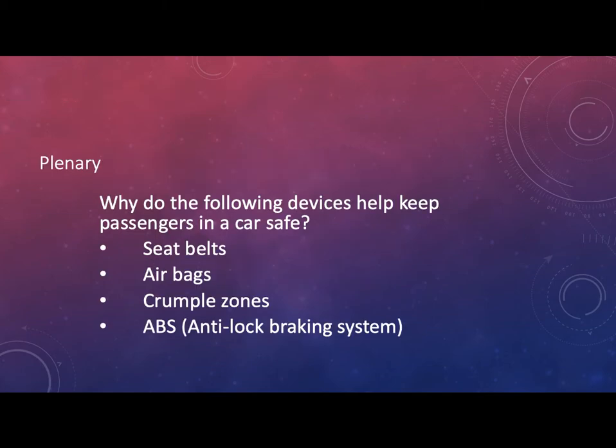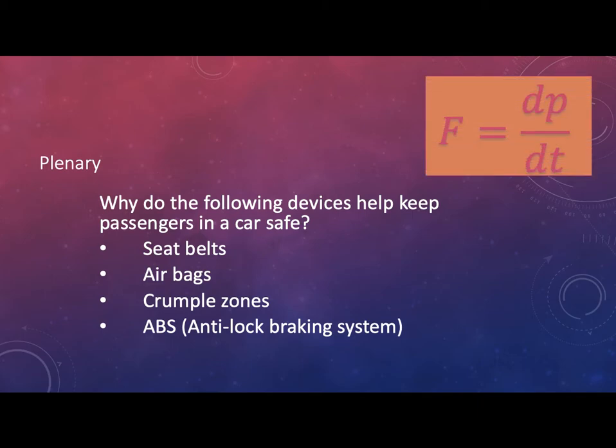So, what do we need to be able to do? In our plenary, why do the following devices help keep the passengers in a car safe? Seatbelts, airbags, crumple zones, and ABS. All of these are focusing on Newton's second law. So, I've put on the screen, force equals rate of change of momentum. Change in momentum divided by change in time, dp dt. So, we need to think about, in terms of those 4 things, what is going on with that.